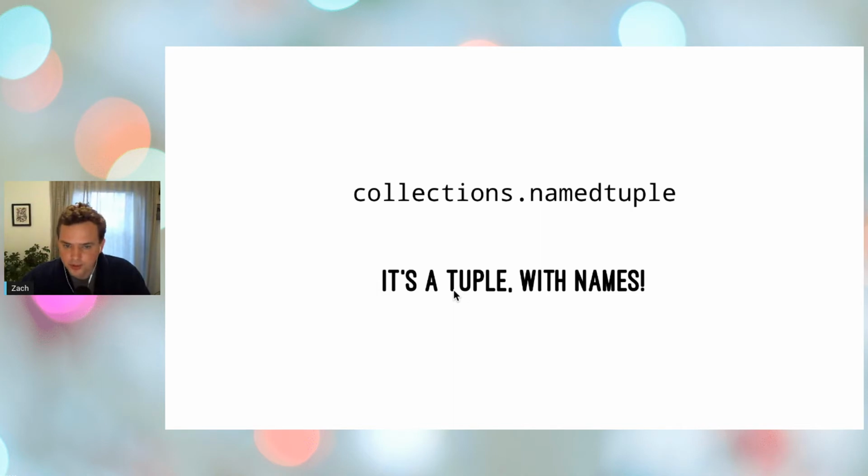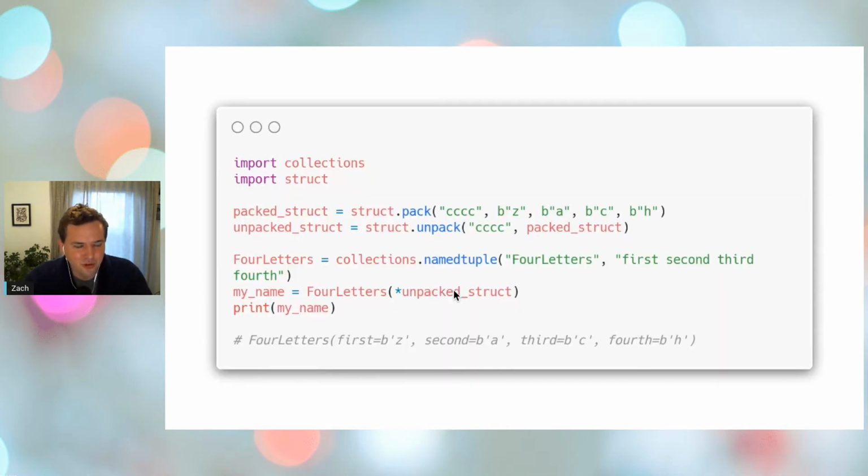Named tuple is stored in the collections module. So you've got collections.namedtuple, and it's pretty simple. It's a tuple with names included. Just showing how we can use a named tuple to pull out the data in a struct.